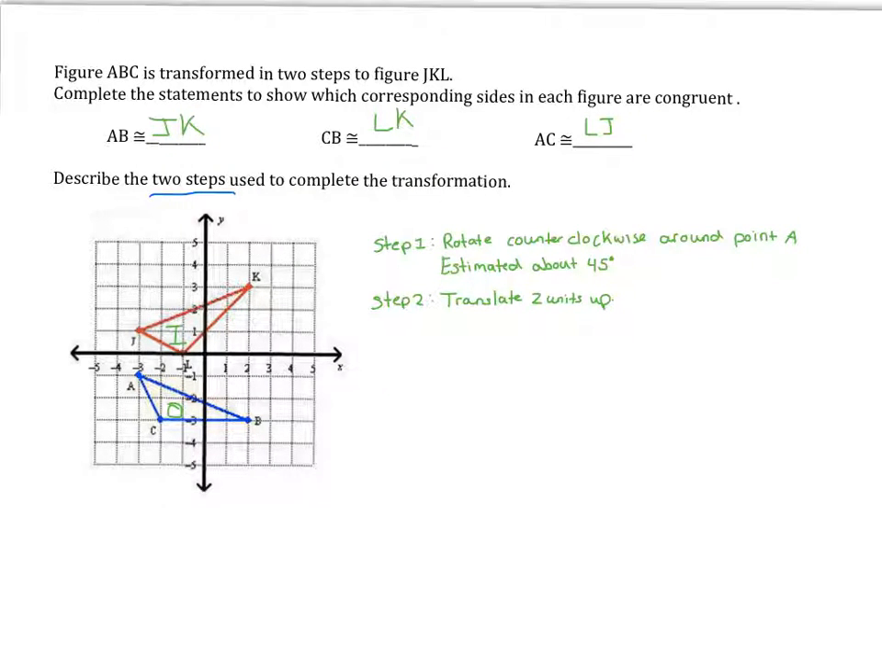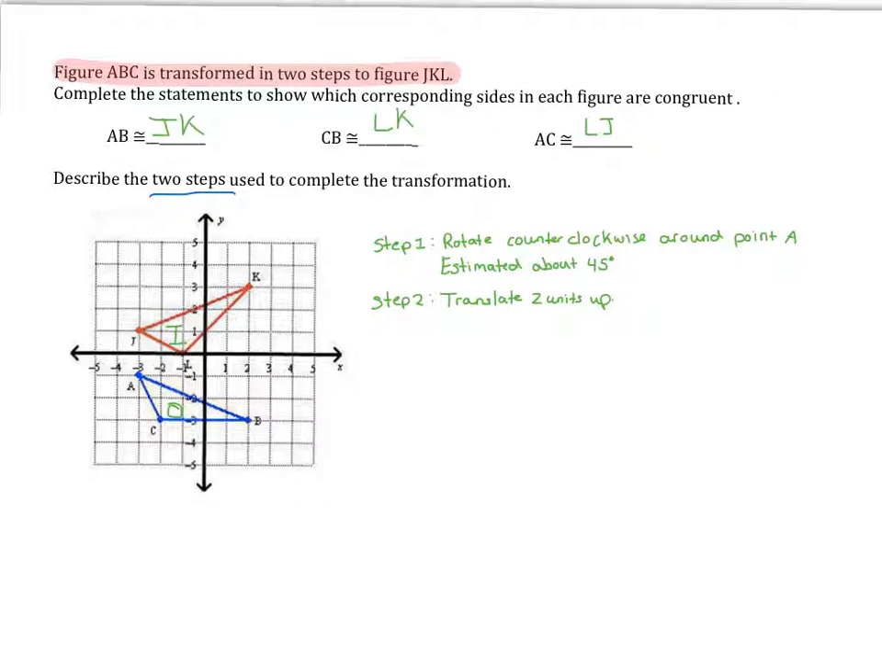And the last part of this is just combining multiple transformations. So it tells you figure ABC is transformed in 2 steps to figure JKL. Complete the statements to show which corresponding sides in each figure are congruent. So this one's a little different. We're not using ABC and then A prime, B prime, C prime. So there's 2 ways you can figure out the corresponding sides. You can look at the picture.